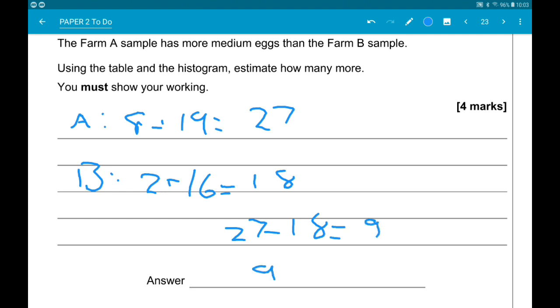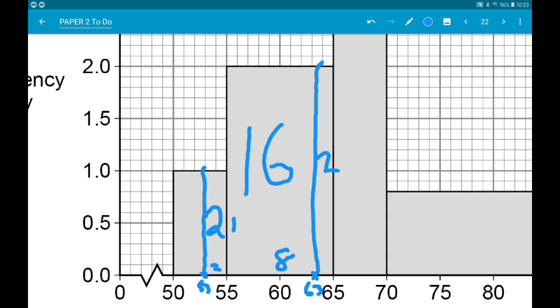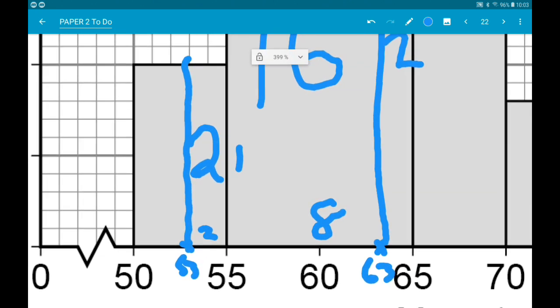Now the reason it's an estimate is because we don't know the exact values of the eggs in the histogram. So we split bars into the parts we wanted. So for example, in the first bar, it might be that no eggs were between 53 and 55 grams, or it might be that they were all between 53 and 55. We don't know. So it's an estimate.